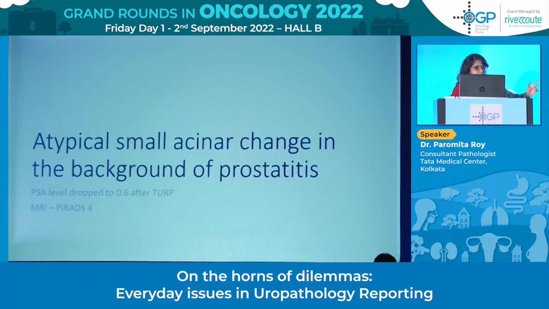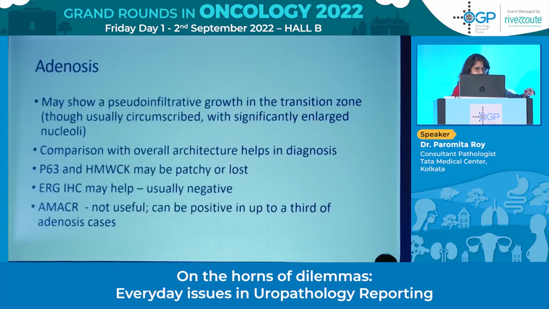After the TURP, the PSA level was followed up and it actually dropped to 0.06, and we got the MRI review. That was also PIRADS 4 and not PIRADS 5. So in the presence of adenosis, they can have a pseudo-infiltrative growth pattern. They can lose or have patchy staining for P63 and HMW-CK. So be very careful before calling a small focus adenocarcinoma, and most importantly, a focal 3+3, if you call this case, it's not going to make any difference.